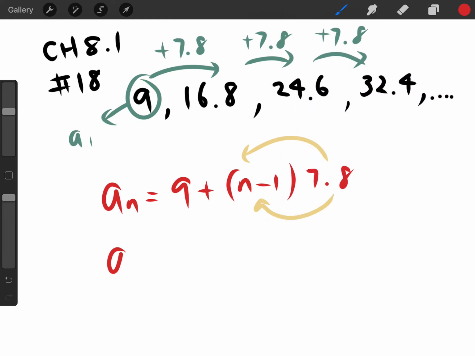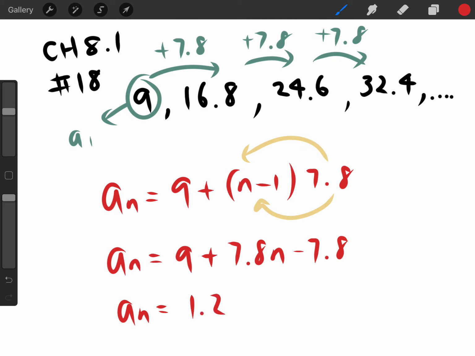All right, so what is a sub n? What is the rule? So 9 plus, so 7.8 times n, that's 7.8n. And then you're going to subtract 7.8. So 9 subtract 7.8. Your rule is going to be 1.2 plus 7.8n. Okay?